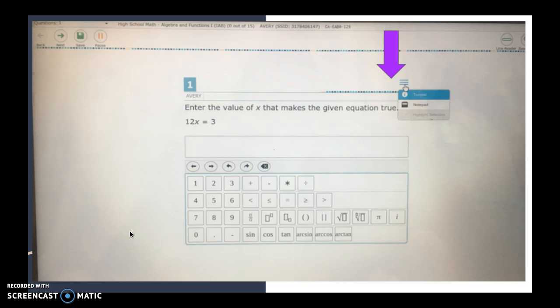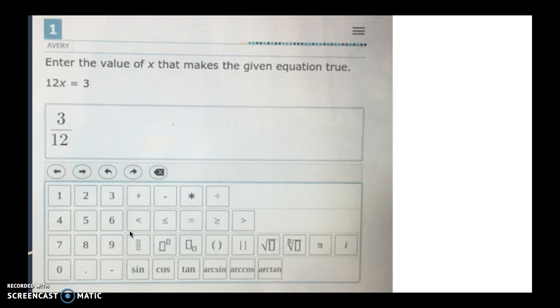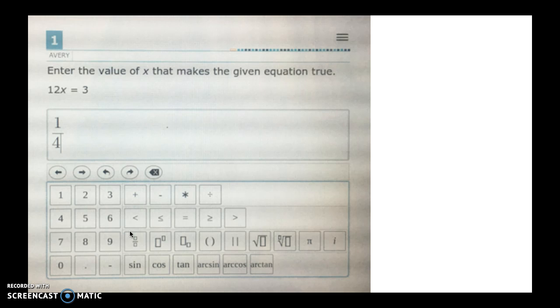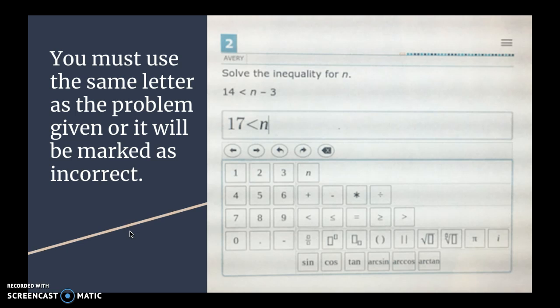To solve this problem mathematically, you would divide both sides by 12. What's interesting is you can write your answers a lot of different ways. 3 over 12 is considered correct. Also 0.25 is considered correct, as well as 1 over 4. So you don't need to reduce your fractions for your answers, which will save you some time.